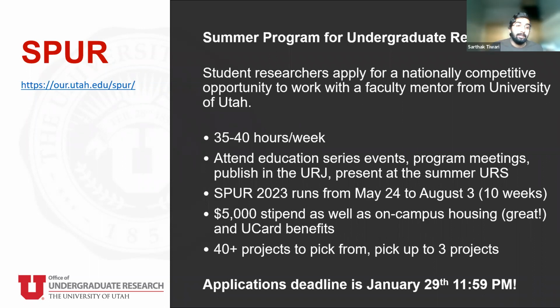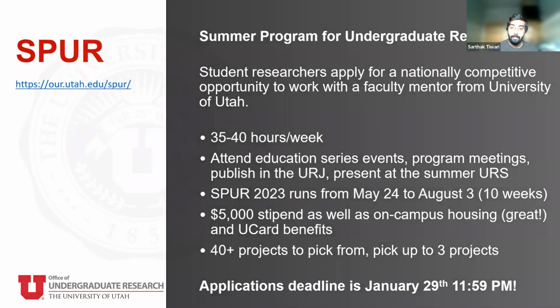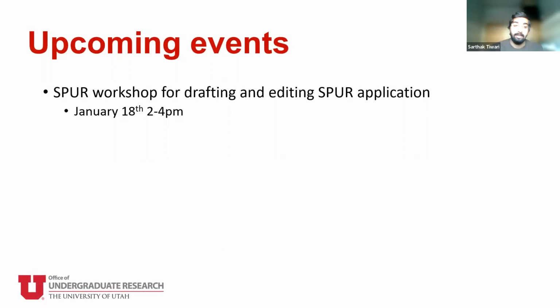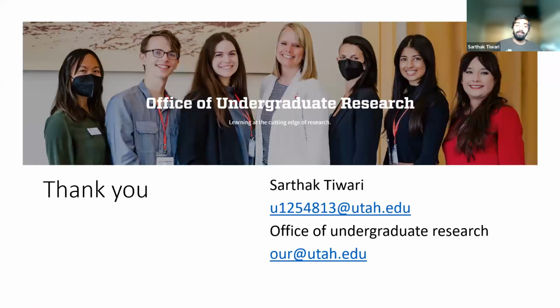So that's the link again on the left. It's our.utah.edu/SPUR. And the application deadline is January 29th. So try to have your applications in. And as I mentioned before, we have the workshop happening again on January 18th from 2 to 4 p.m. If you are able to draft anything, just make sure you send your request for letters out before then. But if you have some drafts or some outlines, please bring them in and we're more than happy to help you with that once that comes.